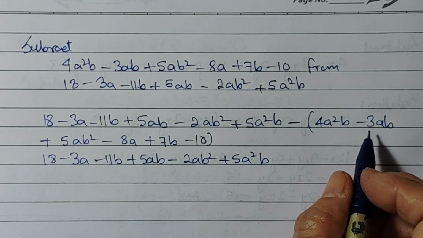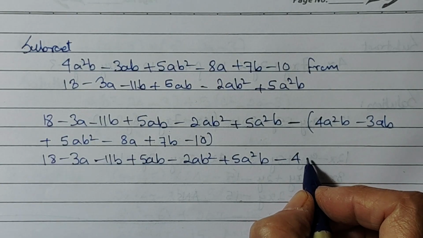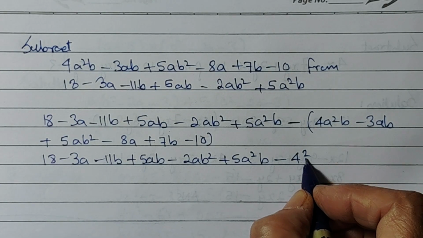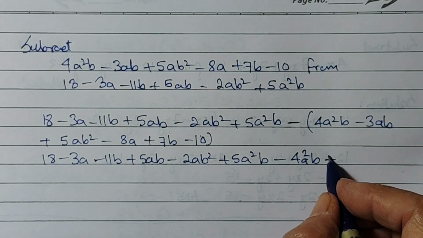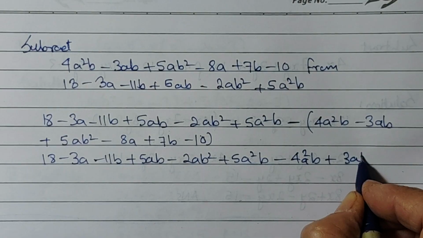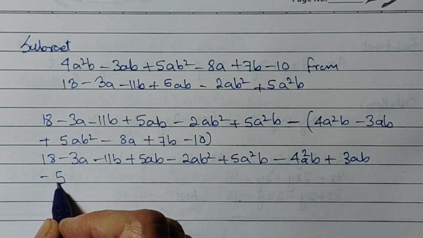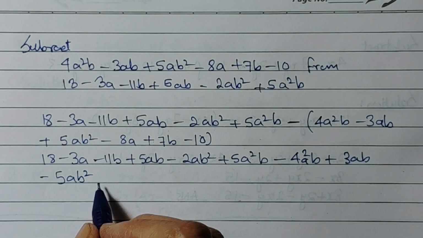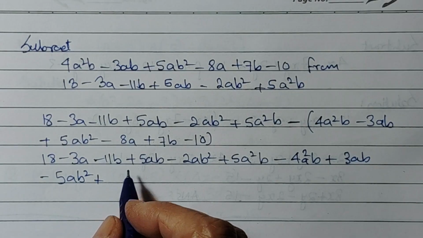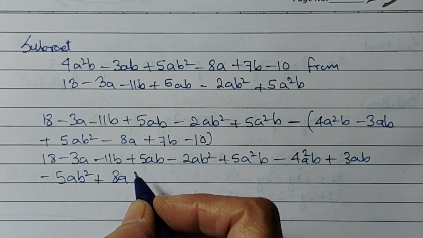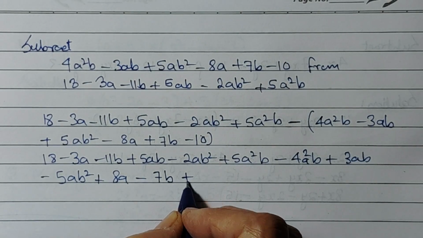Now we will change the sign of these terms. It will become −4a²b + 3ab − 5a², and minus 8a will become plus 8a, then −7b + 10.